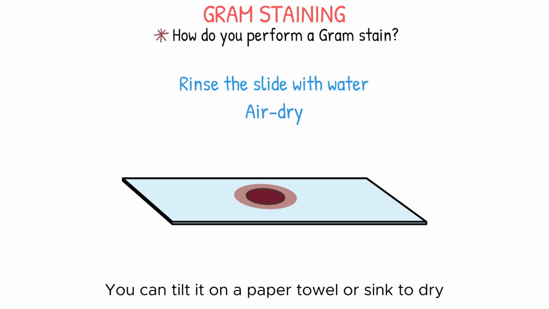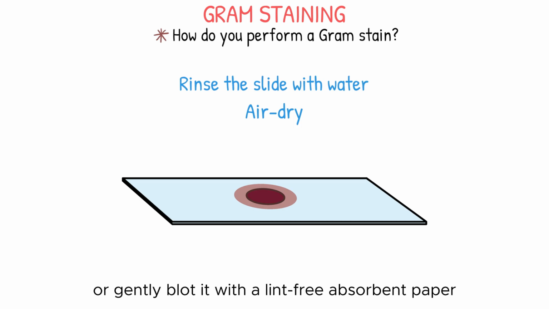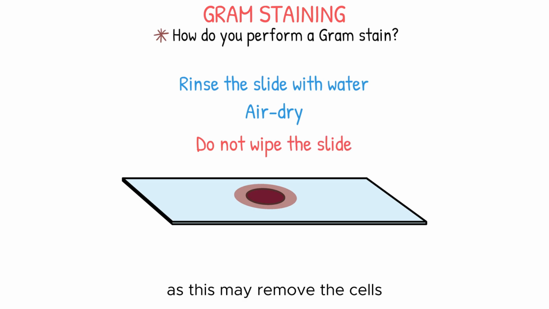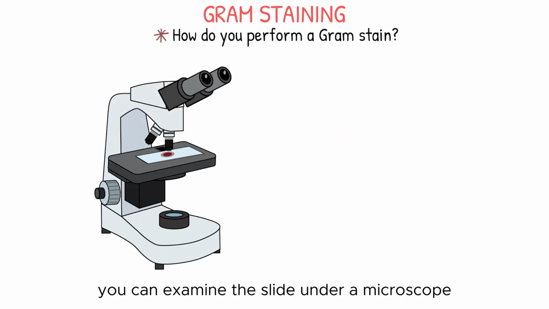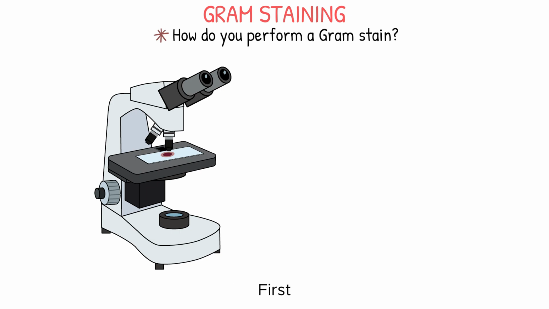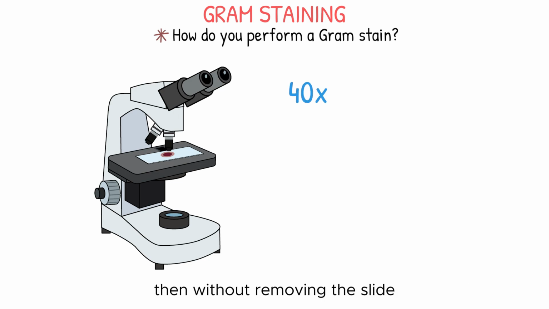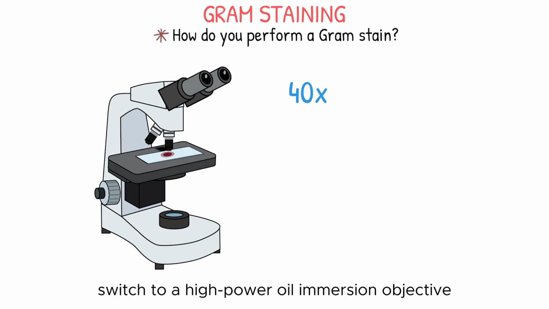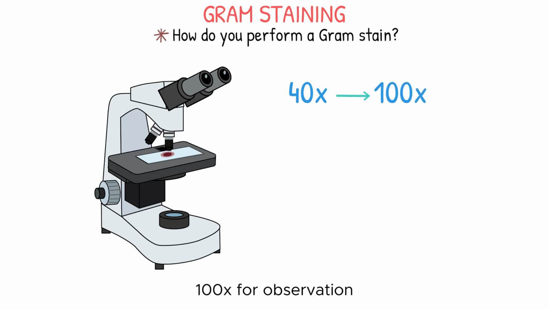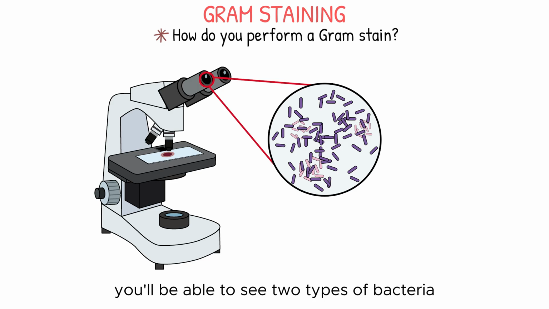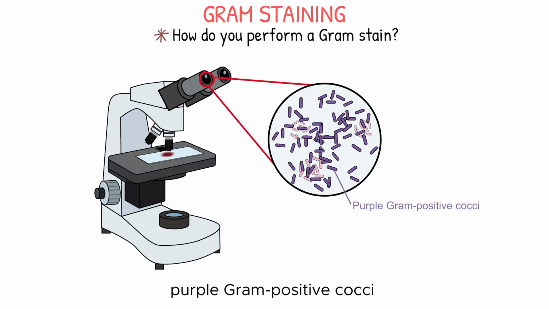You can tilt it on a paper towel or sink to dry, or gently blot it with a lint-free absorbent paper, but do not wipe the slide as this may remove the cells. Now, you can examine the slide under a microscope. First, focus the image using a high-power dry objective at 40x, then without moving the slide, switch to a high-power oil immersion objective 100x for observation, resulting in a total magnification of 1000x. On the slide, you'll be able to see two types of bacteria: purple gram-positive cocci and pink gram-negative rods.